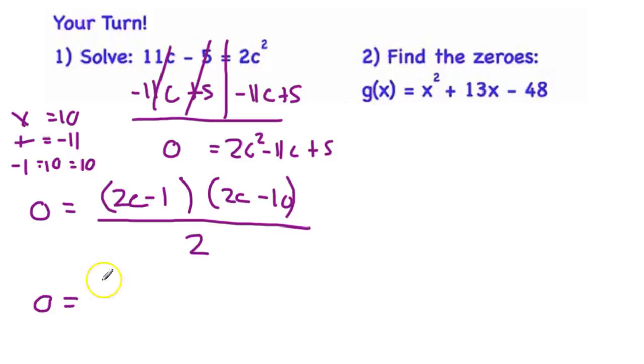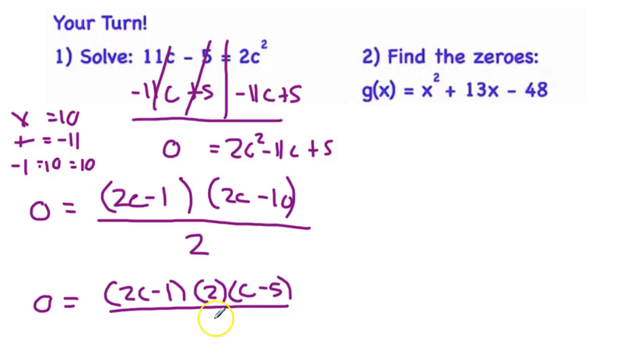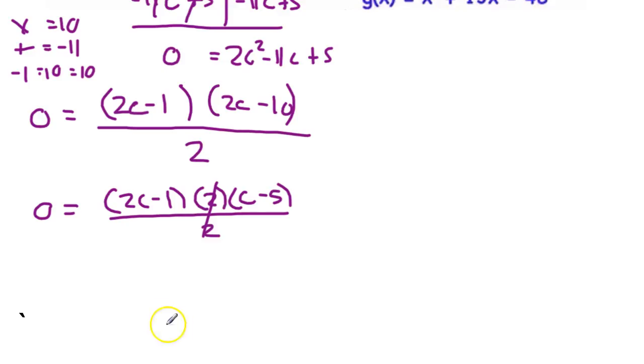So 0 equals, can I take anything out of this? Nope. So I leave it like that. 2c minus 1. Can I take anything out of this? Well, I can take out a 2. So let me factor out a 2. And I'm left with c minus 5. All right, because 2 times c is 2c. 2 times negative 5 is negative 10. So now those two cancel.